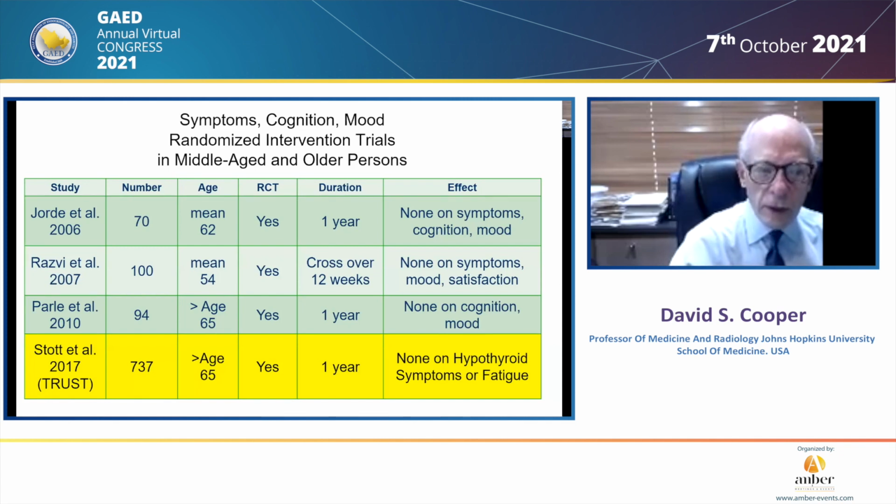There have been 4 here that I've shown you, and most of them do not show much of an effect on symptoms or on mood or anything like that. I want to focus, and I put it in yellow, on the STOT study, since this is the largest study. This is a paper from the New England Journal of Medicine where they studied 737 patients who were over the age of 65.